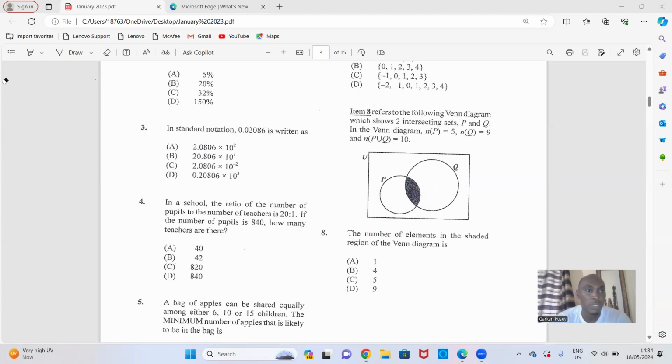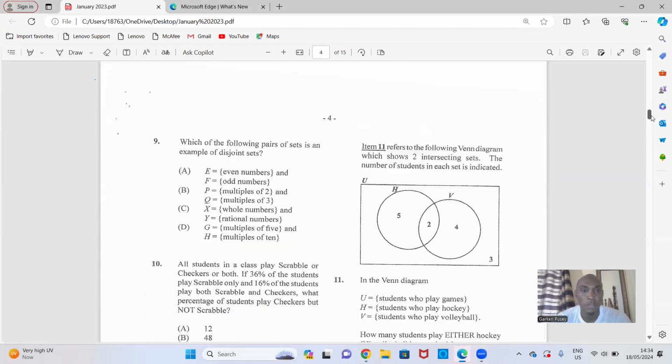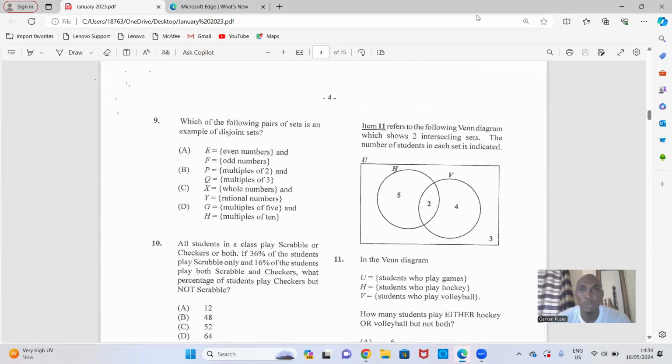So we go to question number 9. Let's scroll down to question number 9, which is also a set question. Generally when they set the paper, you'll find sets just about this part of the paper. So you'll see sets and a little bit of consumer arithmetic, your percentage and so on, until we get to about question number 20.